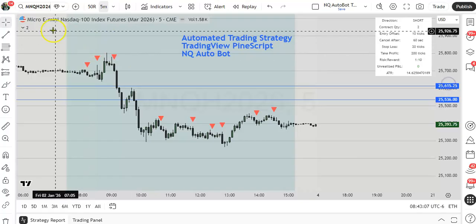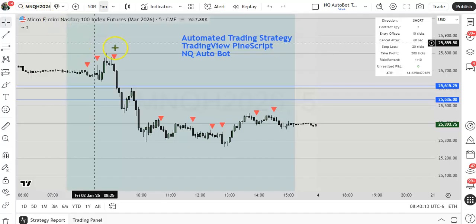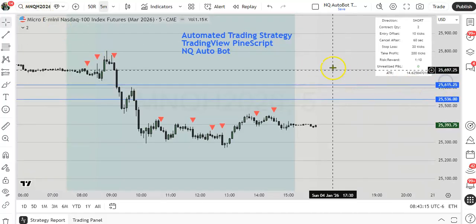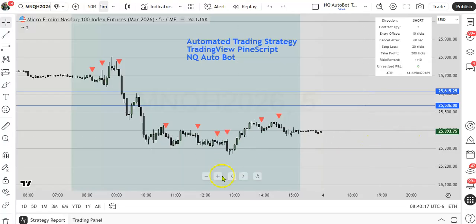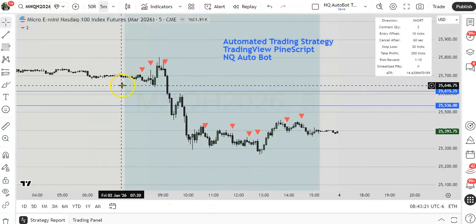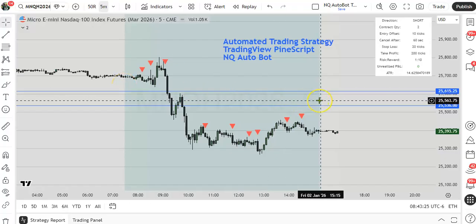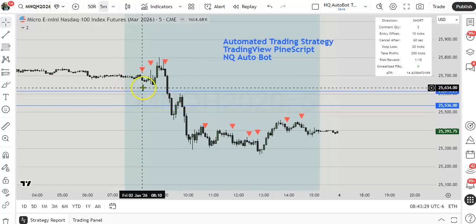So I was trading the micro Nasdaq March expiration, the MNQH contract, and I was trading micros. Now on this chart, you'll see that the background in this area starting at 7:30 and going up until 3:15. These are Central Daylight Times.